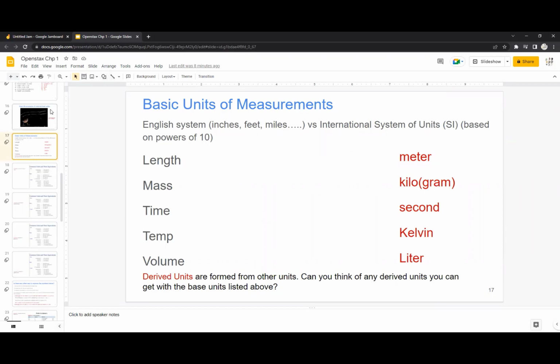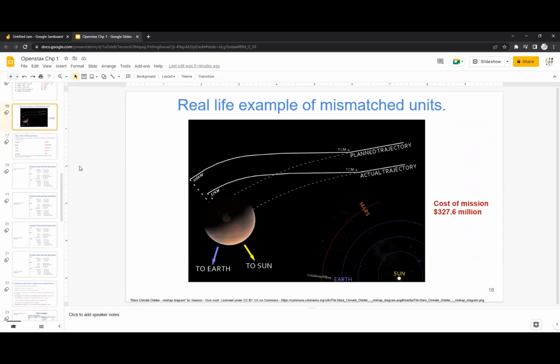Now, this is a story which a lot of science teachers love to talk about. This is the story of mismatched units. This was the Mars Climate Orbiter, and it was supposed to go to Mars to collect data about water on Mars, and to join with another component on the surface of Mars. NASA sent it, and the cost of the mission was $327.6 million, which was lost because the mission was not successful due to units.